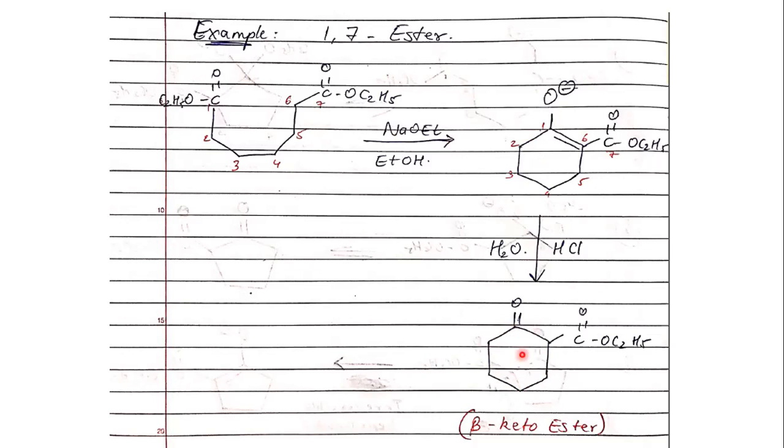I've not drawn the mechanism, I've just written the product. In short, this is your reactive enolate that is going to get formed via irreversible deprotonation. And then last, you have your acid workup, eventually getting your beta keto ester. The only difference here, remember, is that with a 1,7 ester you will get a 6-membered ring, and with a 1,6 ester you will get a 5-membered ring. So with this, your Dieckmann condensation is also over.